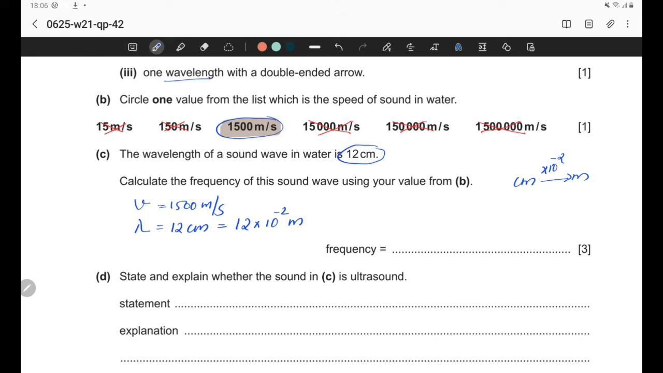In order to calculate frequency, we can use wave equation, that is speed is frequency times wavelength. So we can make frequency as the subject. So we will get frequency is speed over wavelength, where speed we have provided in previous part, that is 1500 over wavelength is 12 times 10 to the power minus 2. Therefore the answer in two significant figures we can write 13,000 hertz. So the correct answer is 13,000 hertz, or even we can write 13 kilohertz.